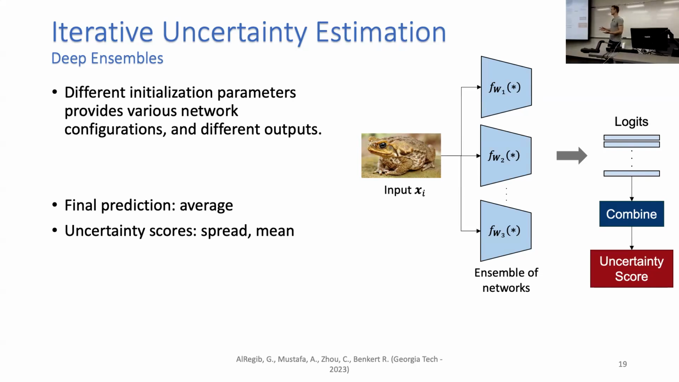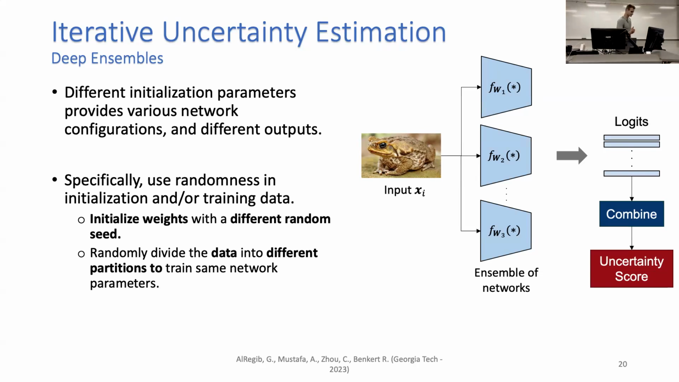I'll go more into detail on these. The spread is actually the epistemic uncertainty, and the mean is going to be the total uncertainty, I'll be showing that in a moment. So let's get this a bit more concrete. There are different ways you can do this.